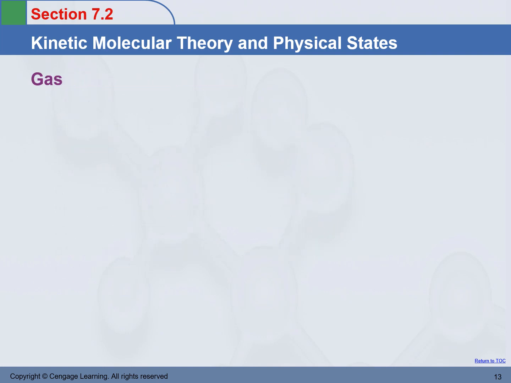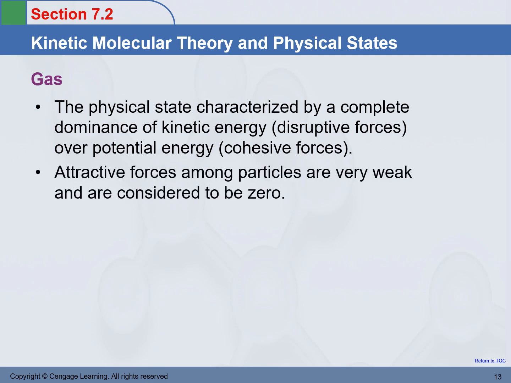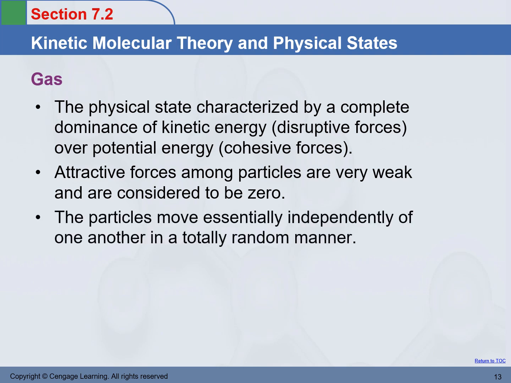Gas state. Gas state is a physical state characterized by a complete dominance of kinetic energy. The potential energy in gas state is considered zero. So the particles basically can move freely from each other. There is no attraction between them. They are totally independent.